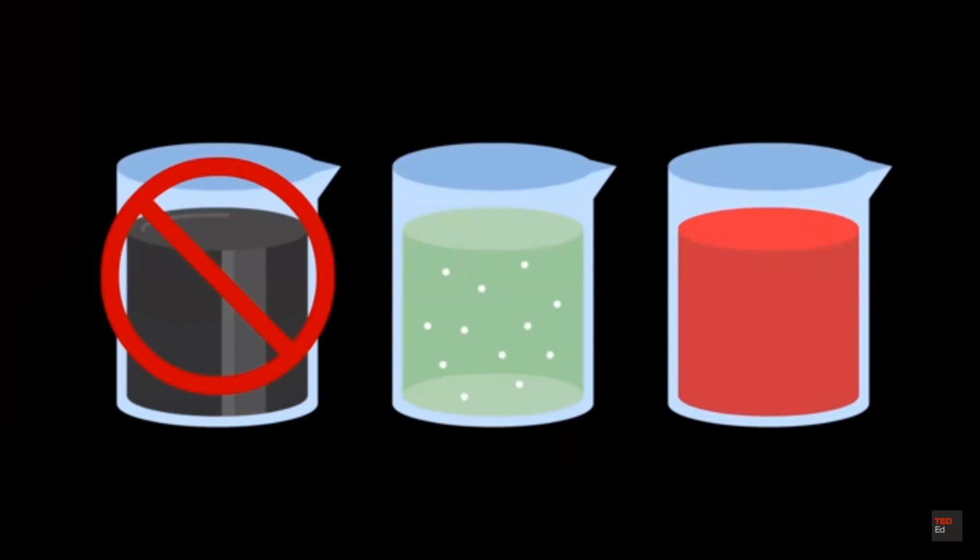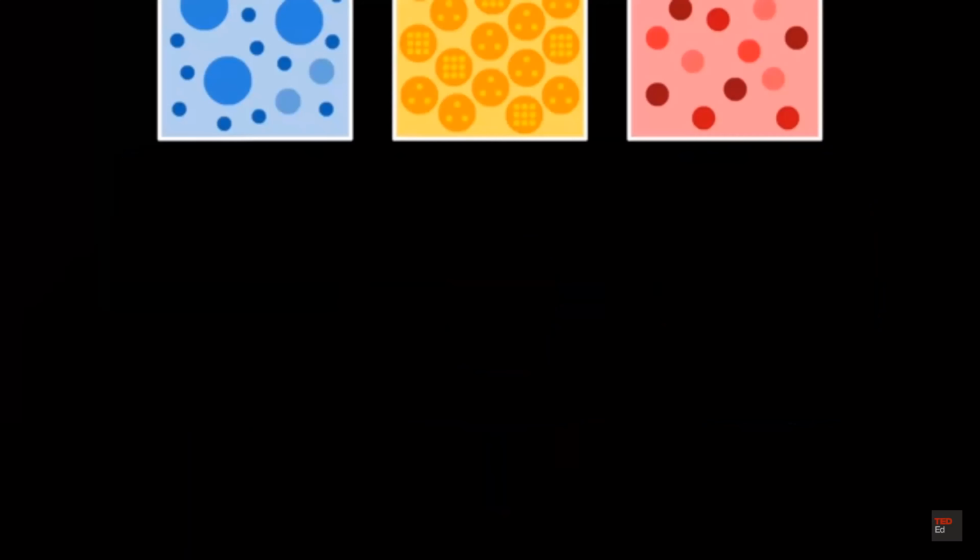But sometimes, unlike oil, seawater, and blood, the parts of mixtures that we want to separate share the same physical properties.